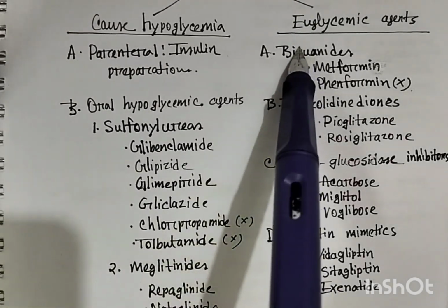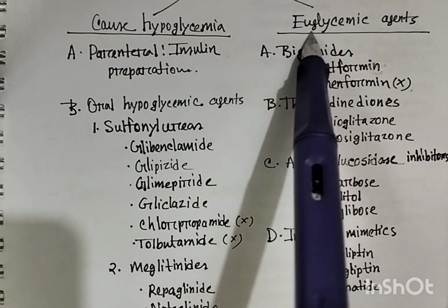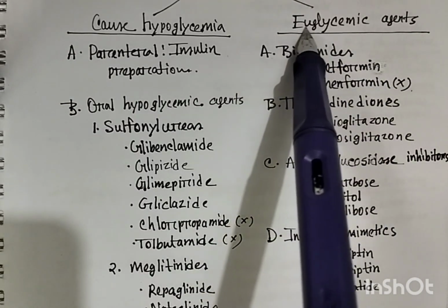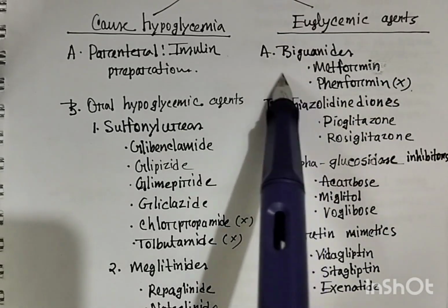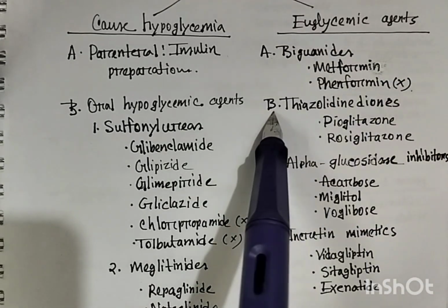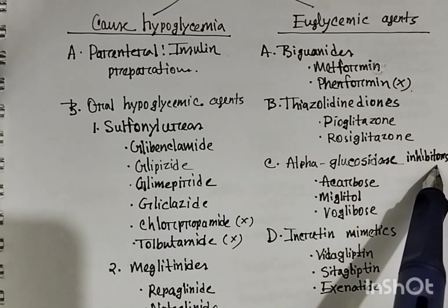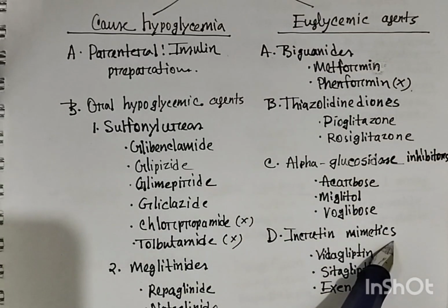And drugs that don't cause hypoglycemia, or that have euglycemic effects, are biguanides, thiazolidinediones, alpha glucosidase inhibitors, and incretin mimetics.